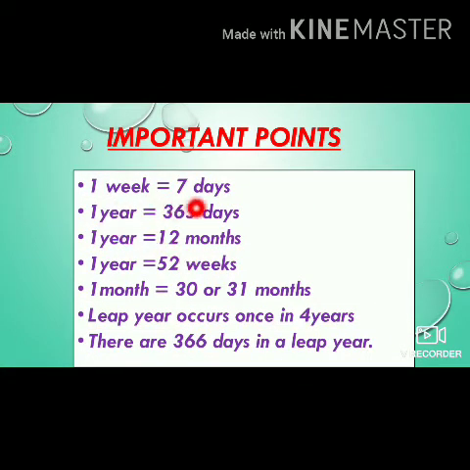1 week equals 7 days, 1 year equals 365 days, 1 year equals 12 months, 1 year equals 52 weeks, 1 month equals 30 or 31 days except the month of February. A leap year occurs once in 4 years. There are 366 days in a leap year.